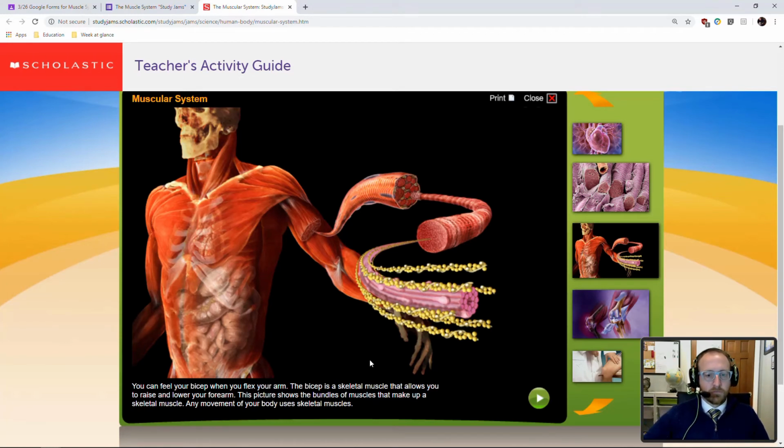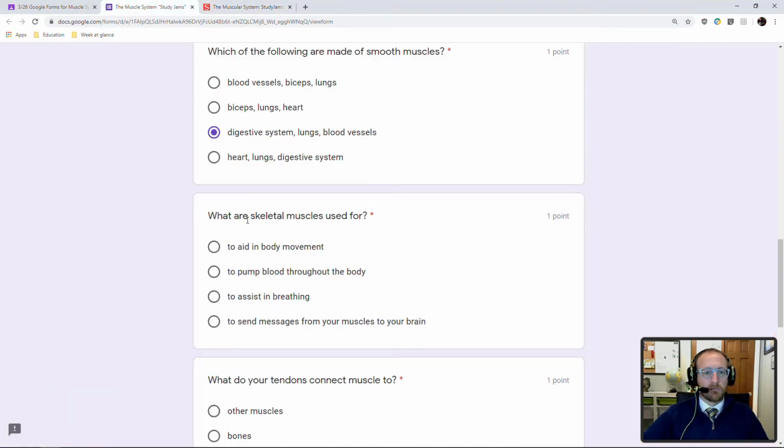This picture shows the bundles of muscles that make up a skeletal muscle. Any movement of your body uses skeletal muscles.